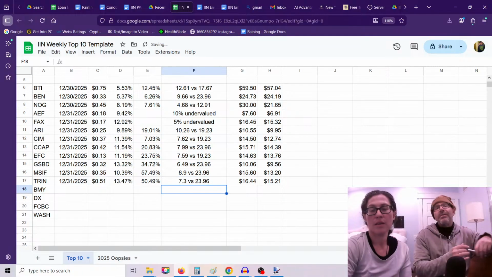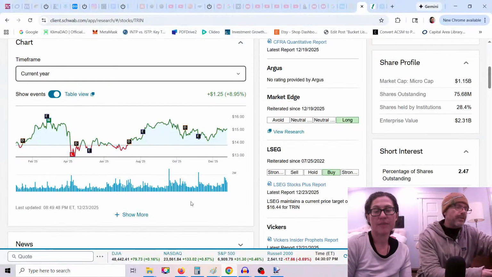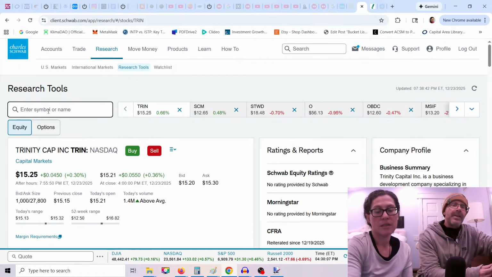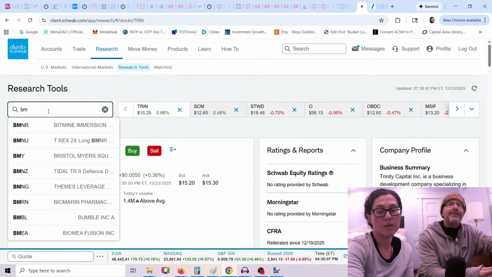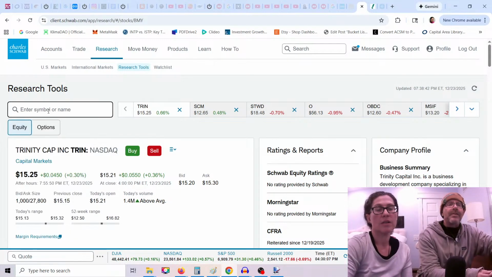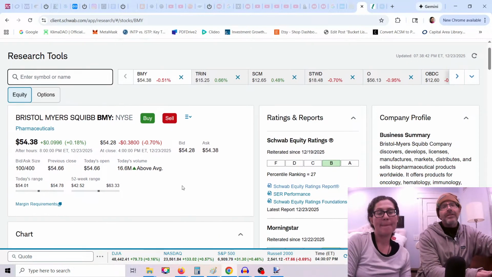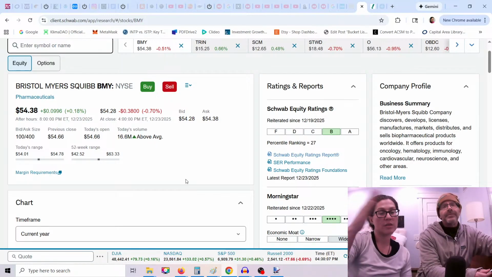Then we have the old BMY. I'm pretty sure this one won't make the cut either, even though I love it. Fell off a cliff though, didn't it? No, it's been doing all right. But isn't this one we lost on, because we got in and it dropped again? No, we're up on this one. I'm thinking of something different then.